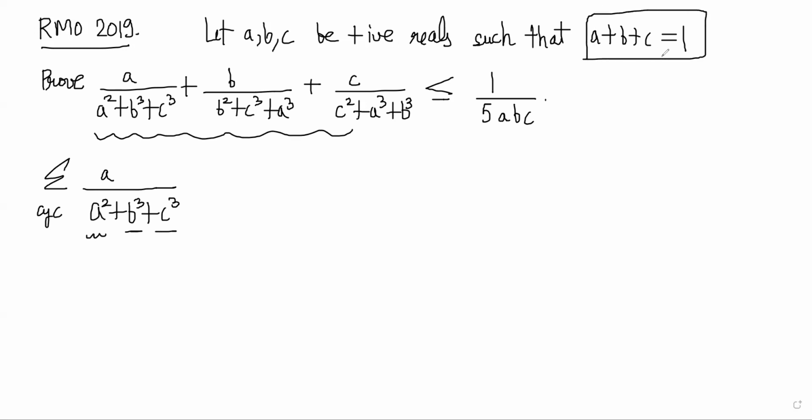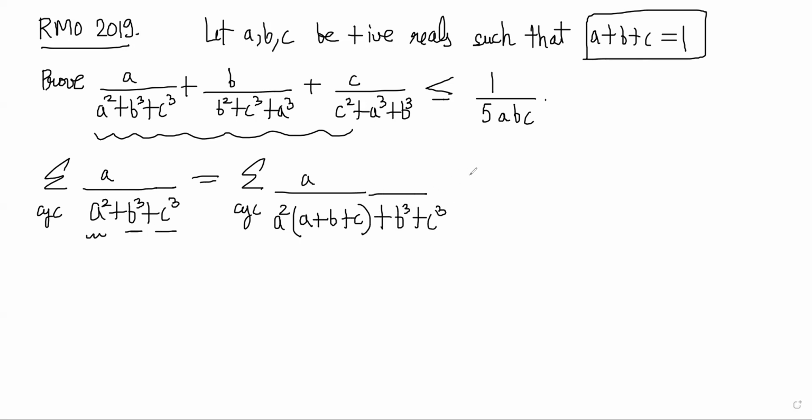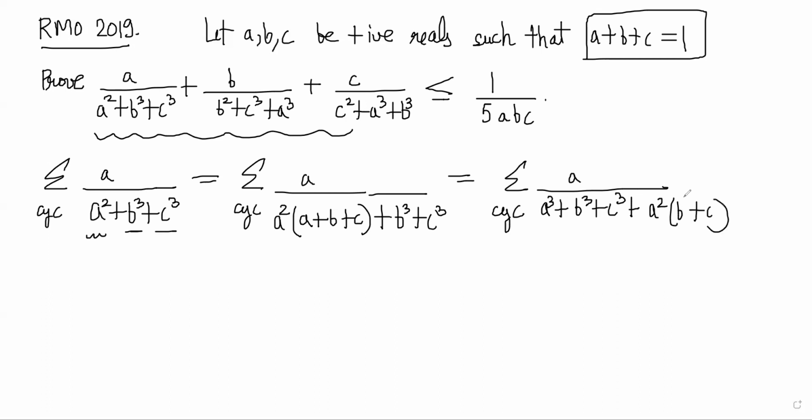However, we can make the denominator homogeneous by using this condition. Since A plus B plus C is equal to 1, we can write it as the cyclic sum of A by A square into, we multiply the A square with 1, which is A plus B plus C. So you get the cyclic sum of A by A cube plus B cube plus C cube plus A square into B plus C. This is what we get, right?